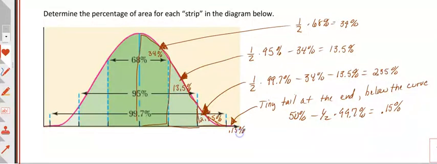That tells you the percentage of your data that lies in each of those strips. Again, that's helpful when you're using the 68, 95, 99.7 rule.